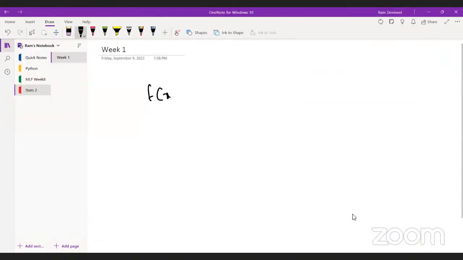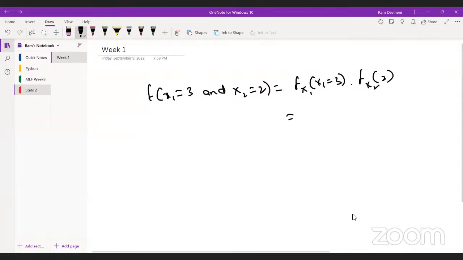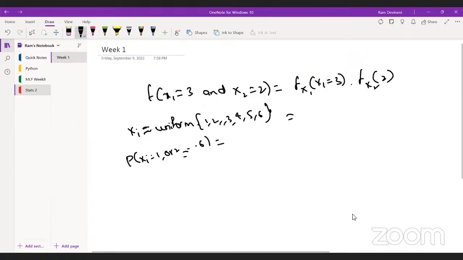What they're asking for is f(X1 = 3 and X2 = 2). Since X1 and X2 are independent, this is going to be f(X1 = 3) multiplied by f(X2 = 2). Since we know that Xi is uniformly distributed over 1, 2, 3, 4, 5, 6, the probability of any of them, Xi equal to 1 or 2 or any of these up to 6, is going to be 1 by 6. So the probability of X1 equals 3 is 1 by 6, and the probability of X2 equals 2 is also 1 by 6. The total joint probability of X1 equals 3 and X2 equals 2 is 1 by 36.